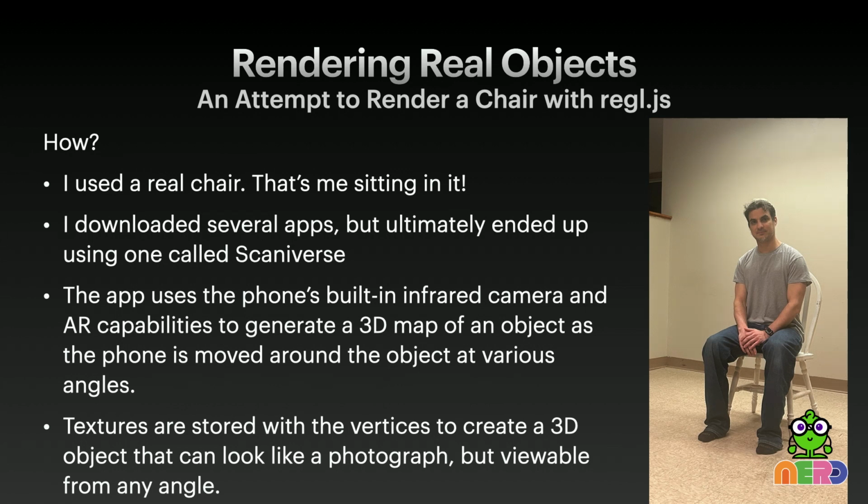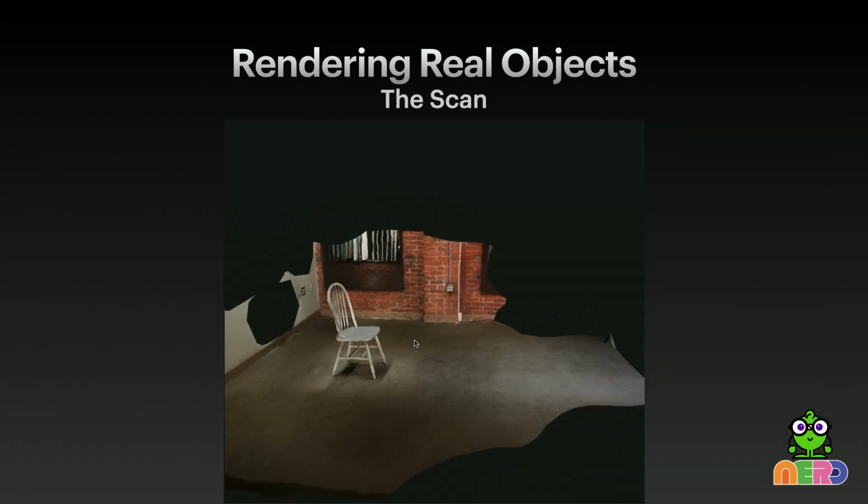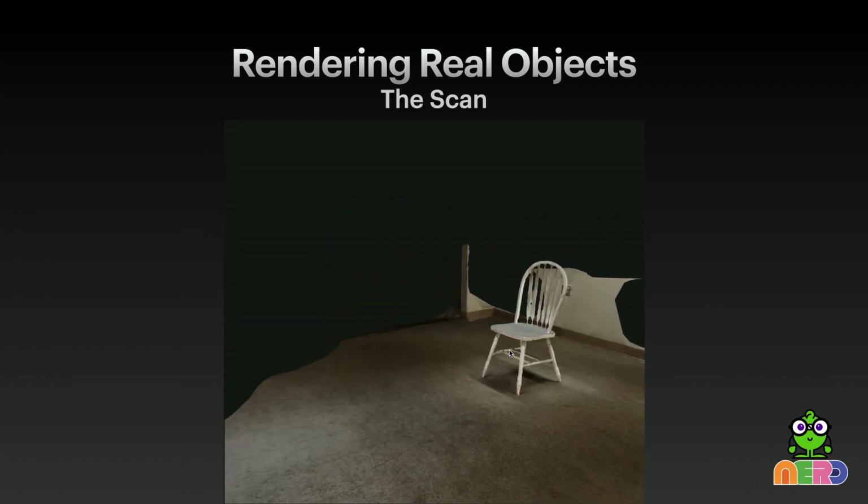And I downloaded a bunch of apps. I tried one called Scaniverse. That one worked. It uses the phone's infrared camera, so it makes a 3D map. You kind of have to sit there and walk around the chair for a few minutes, and then it gets a good image. And then there are also textures stored. I'll show you. This is just what the app produced. This isn't what I did, but this is the 3D scan of the chair that I made sitting in that room.